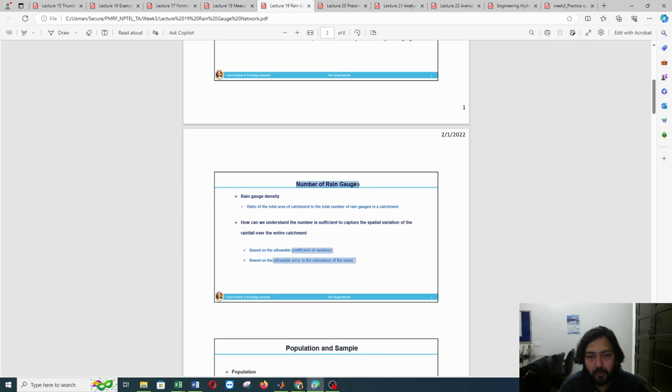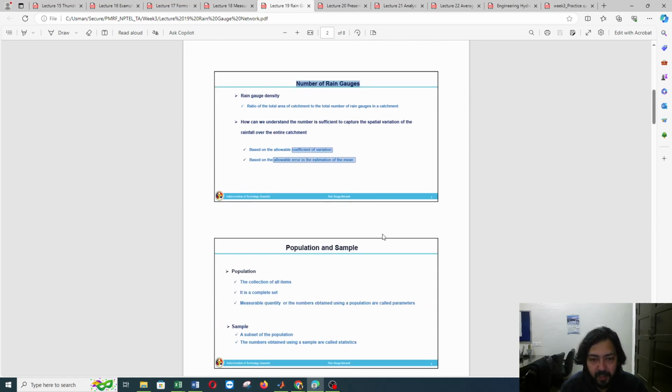There is an important term here known as rain gauge density. So what is rain gauge density? It is nothing but the ratio of total area of catchment to the total number of rain gauges in the catchment. The only thing we should remember here is that the number of rain gauges depends upon the coefficient of variation, and also how much error is allowable in the estimation of the data set. These two things are most important when we want to calculate the number of rain gauges in any catchment.